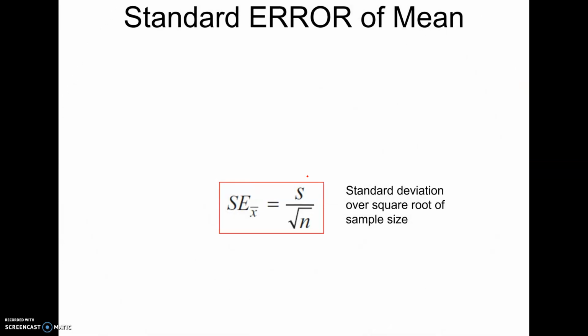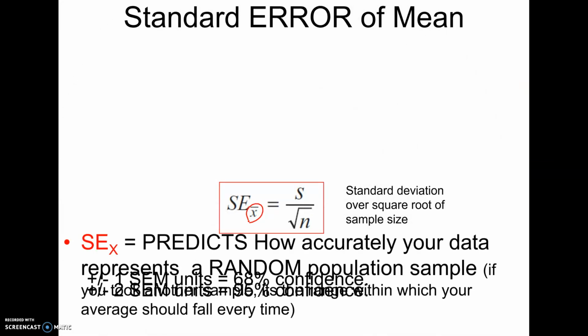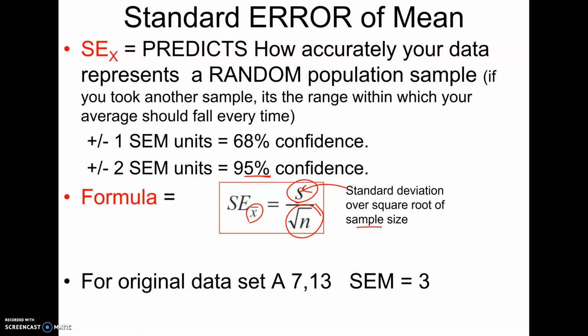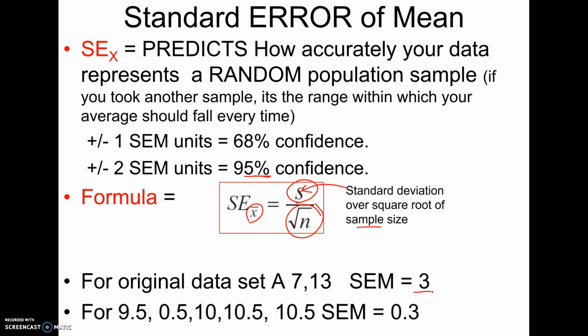So here's the formula. Standard error, remember x with the line over it is the mean. And all you're doing, it predicts, again, how accurately your data represents a random sample, how confident you are. Two standard errors of the mean means you're 95% confident your real average lies within those bars. This is the formula. It's the standard deviation, which we already just learned how to calculate, over the square root of the sample size. Remember, the sample size is the number of numbers in our sample. So for our original data set, the standard error of the mean is 3. For my second data set, it's 0.3. This is just already calculated for you.